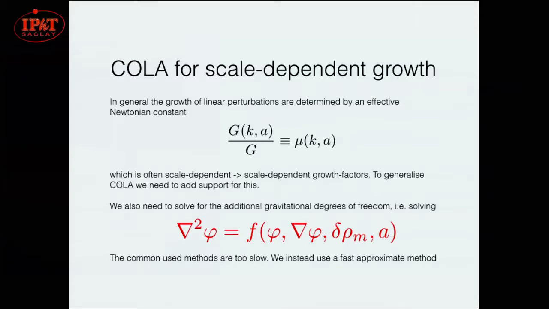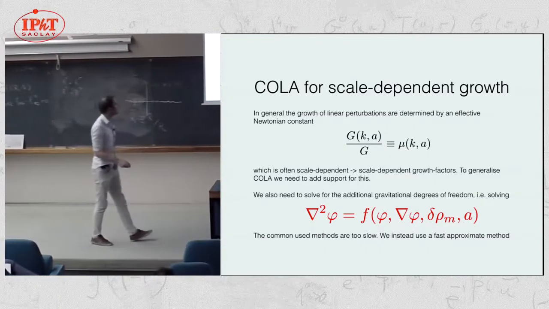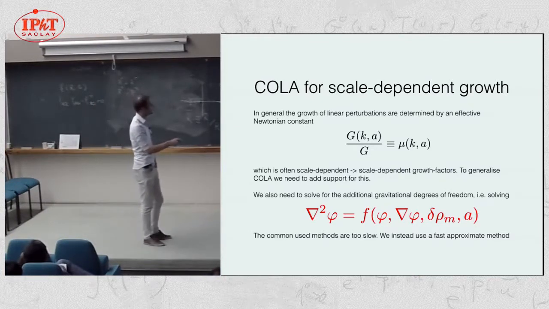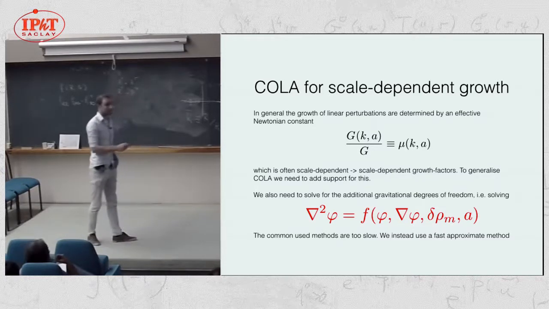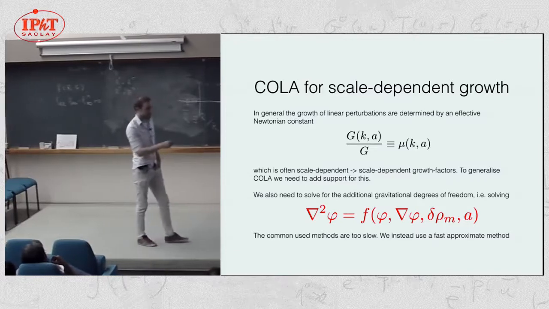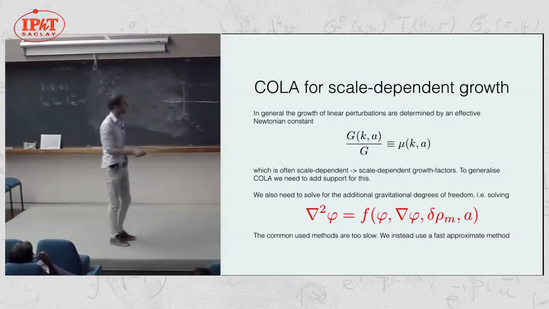So as you move to more general theories, it becomes just a bit more complicated. In general, the growth of linear perturbations is determined by an effective Newton's constant. There can be other things also, like friction terms and so on, but I'm just going to focus on the simplest case here, which often is scale dependent, which again leads to scale dependent growth factors. And to generalize COLA, we need to figure out how to add support for this.